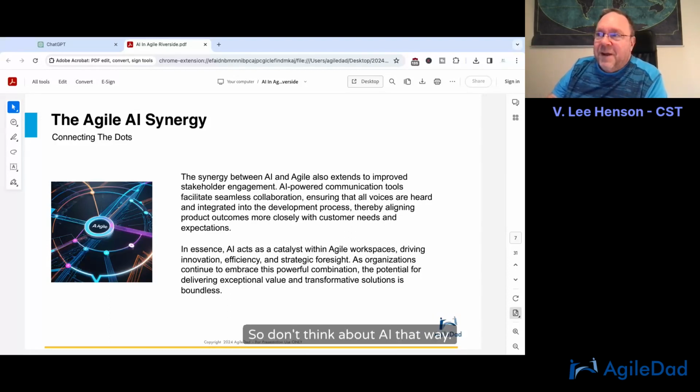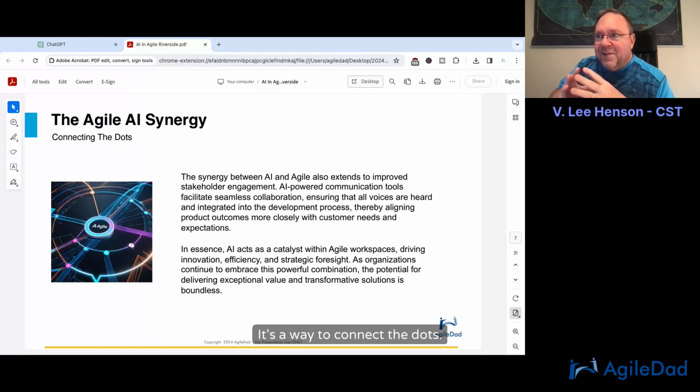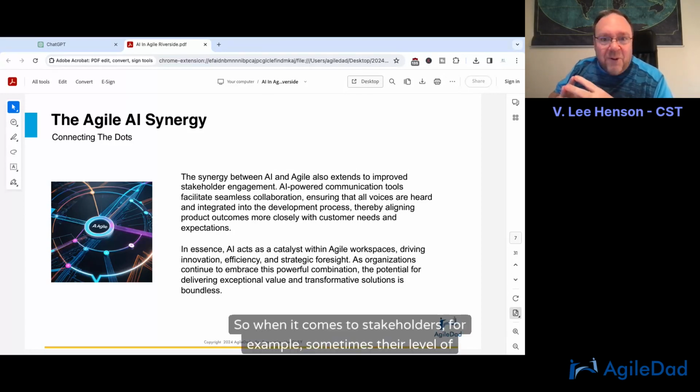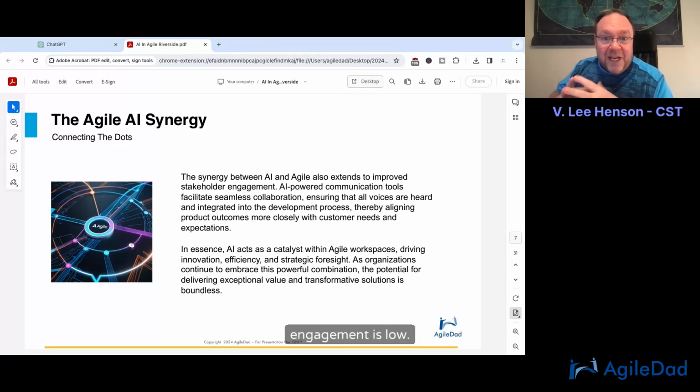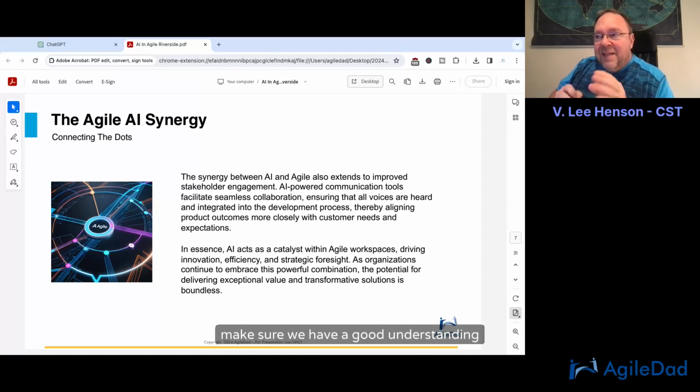So don't think about AI that way. I want you to start thinking about AI as synergy. It's a way to connect the dots. So when it comes to stakeholders, for example, sometimes their level of engagement is low. AI can help us with some seamless collaboration with them so that we can make sure we have a good understanding. And this is the best part.